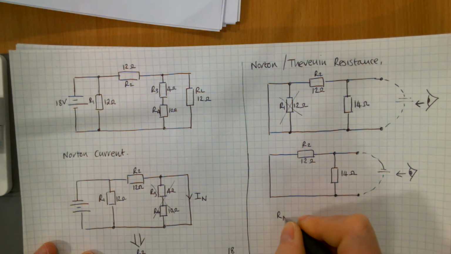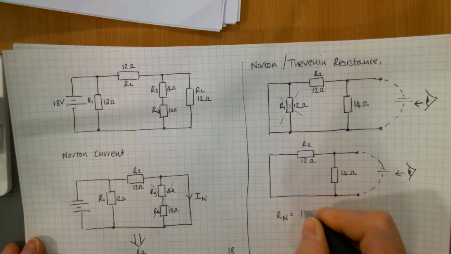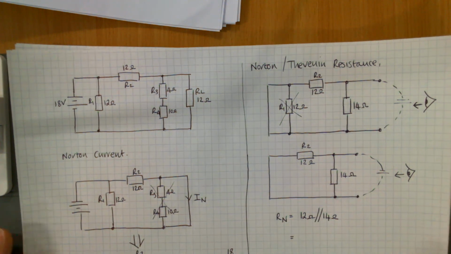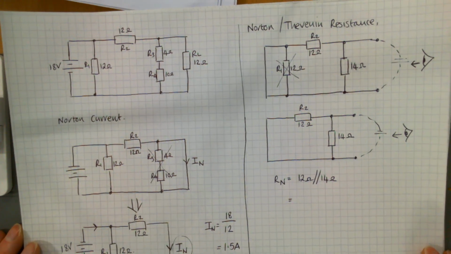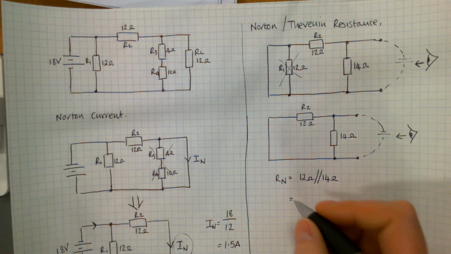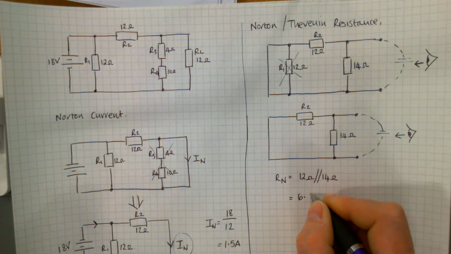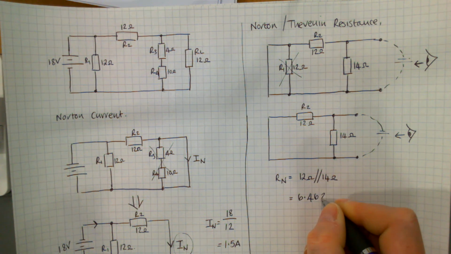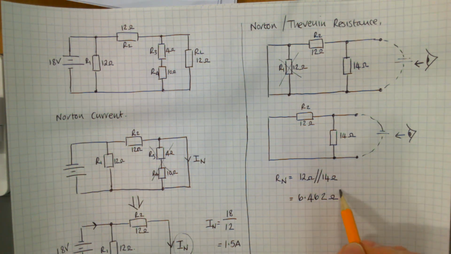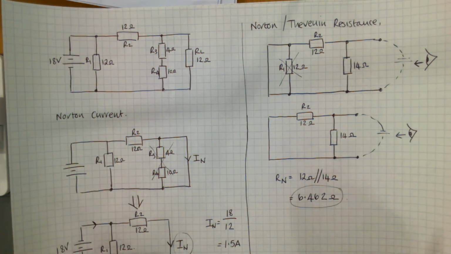So to get the Norton resistance, you should have just done that 12 ohms in parallel with the 14 ohms. So whichever way you want to do it, whether you want to do it the product over the sum or you want to do the 1 over method. So we'll use the 1 over method, 1 over 12 plus 1 over 14 equals 1 over final. And for my R Norton, I've got 6.462, 4 significant figures.